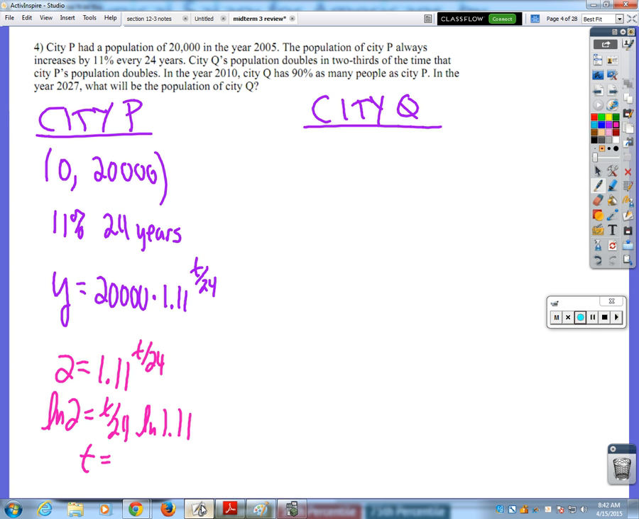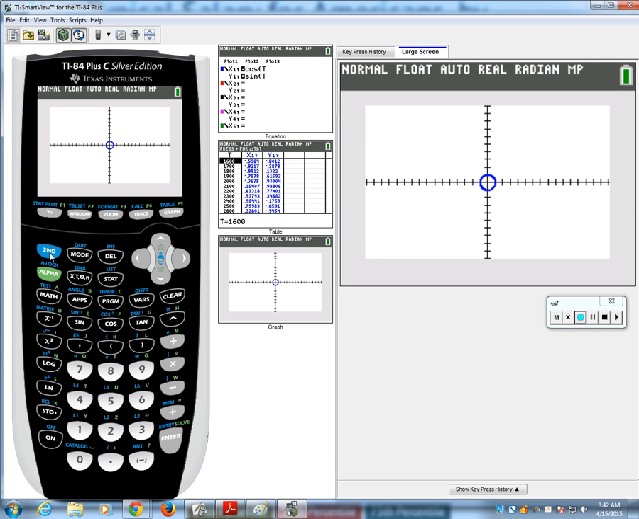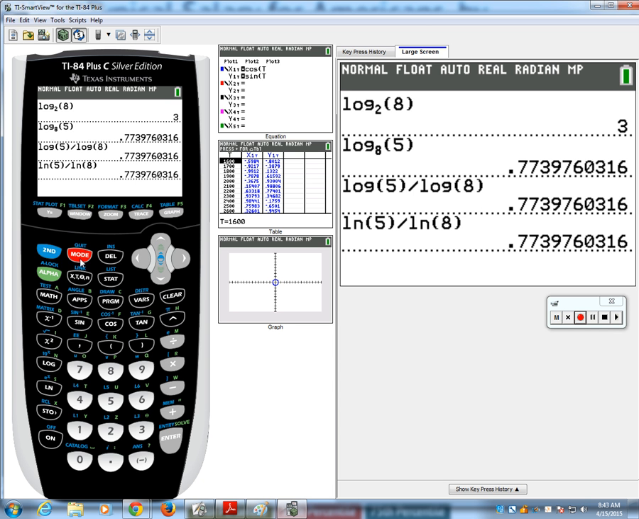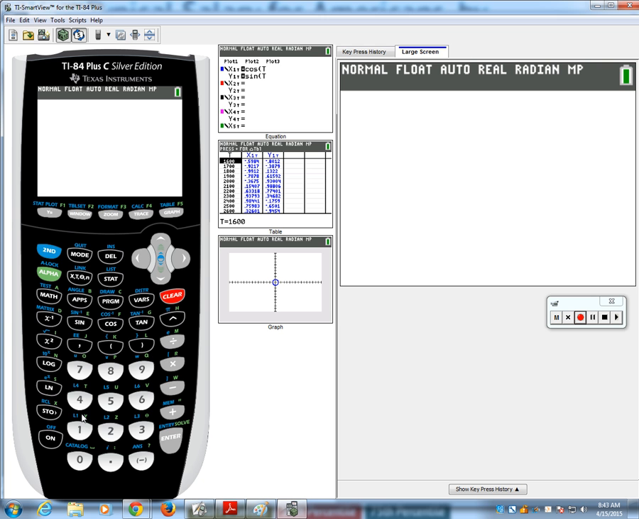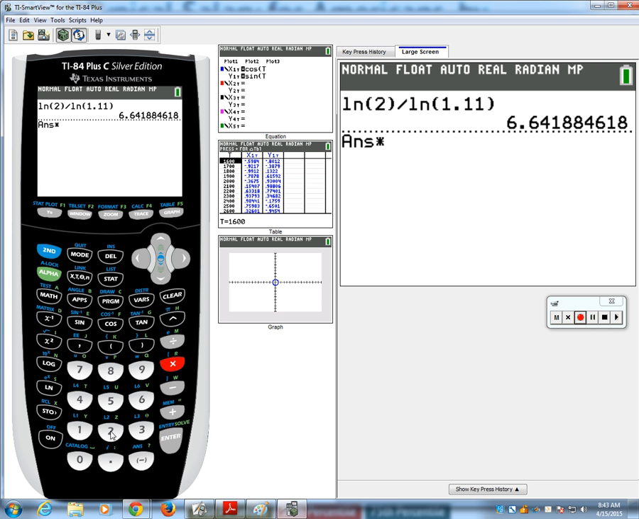Okay. So, okay, so you guys went natural log of 2 divided by natural log of 1.11. And then you take that and go times 24. Okay, so it takes about 159.